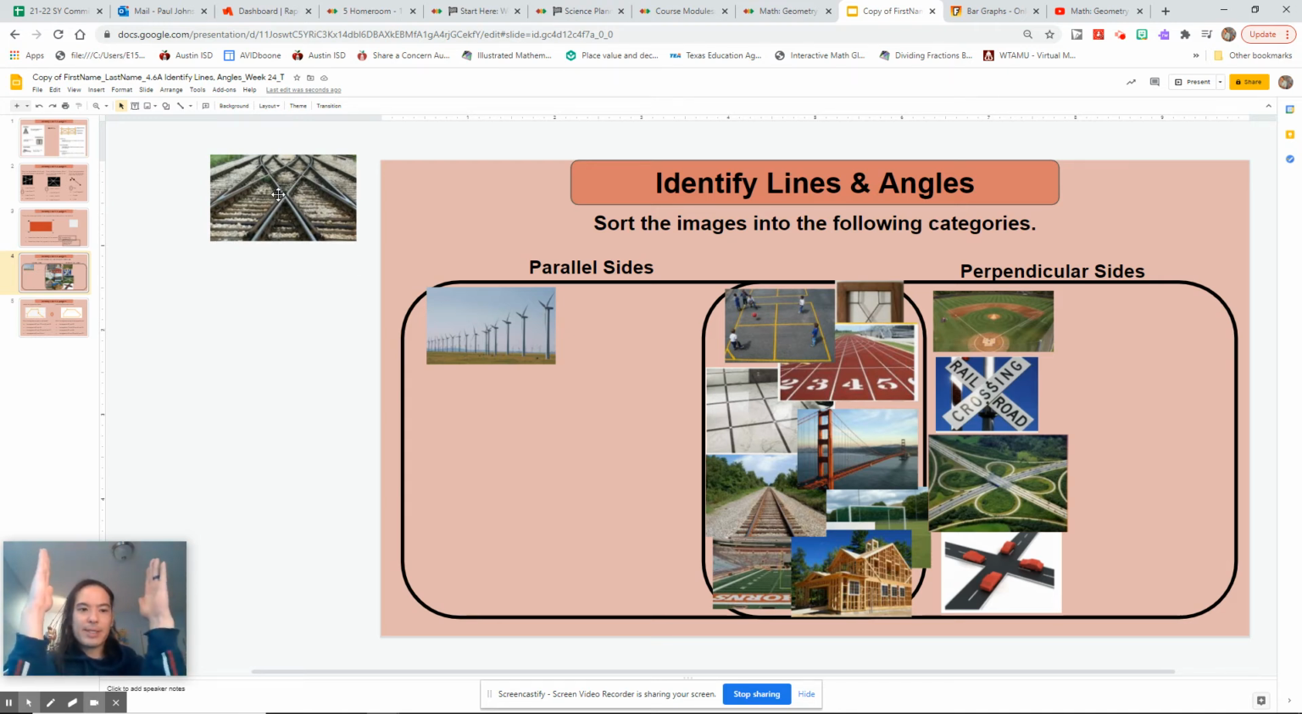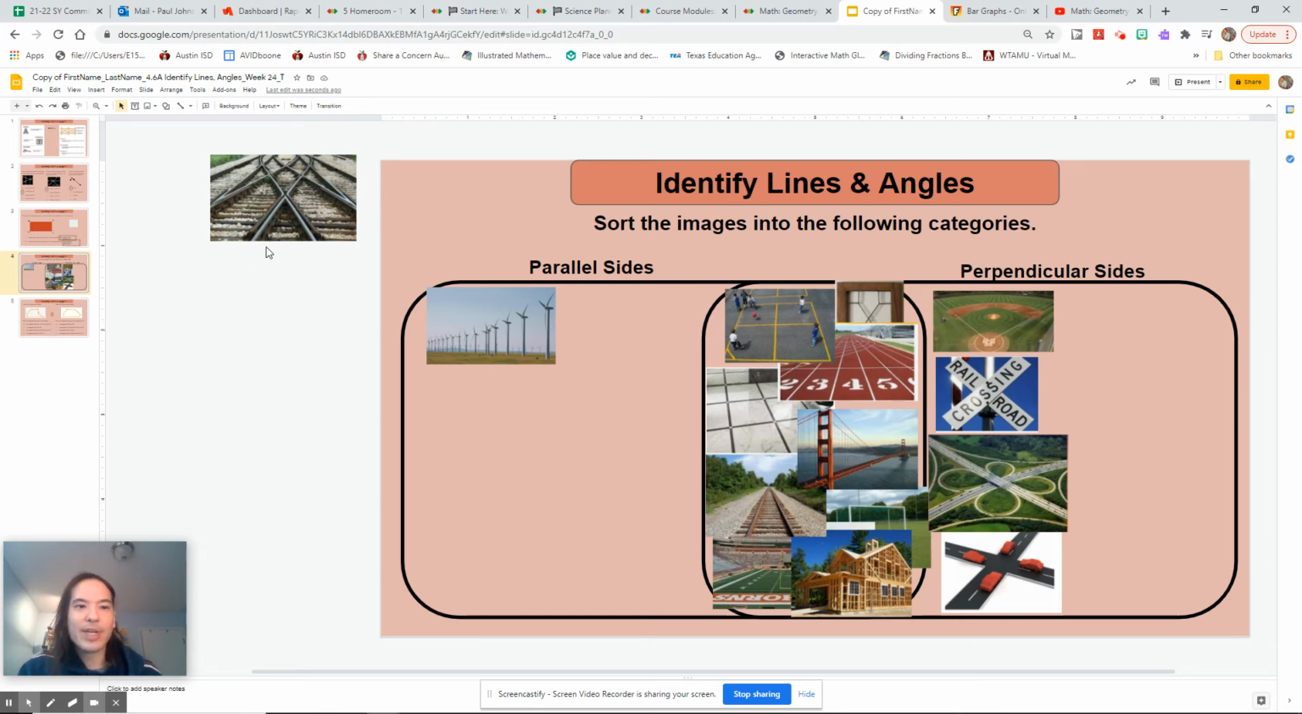Remember, the tracks themselves go on forever and never touch, but you also have those cross parts, right? These little pieces of wood cross the parallel lines at a 90-degree angle. So you've got a lot going on with the train tracks. They should have just used a straight train track. This gets a little bit confusing.